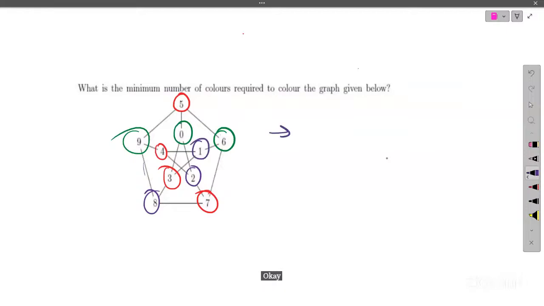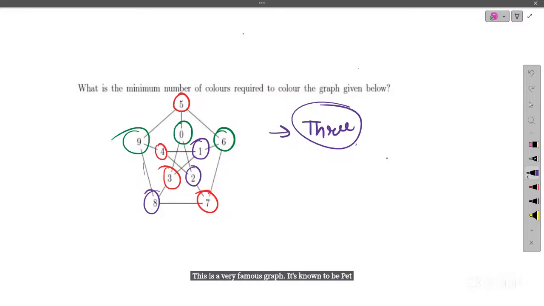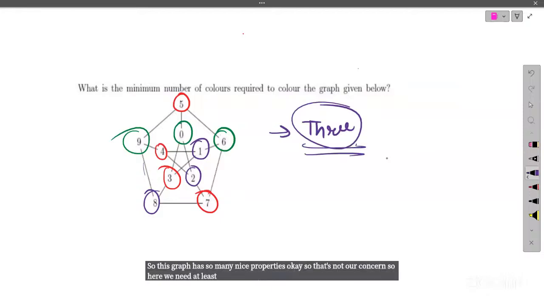So that means we need 3 colors. This is a very famous graph. It's known to be a Petersen graph. This graph has so many nice properties, but that's not our concern. Here we need at least 3 colors to color this graph.